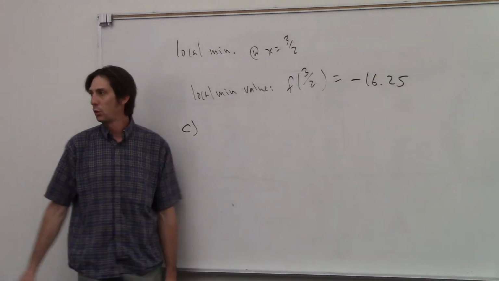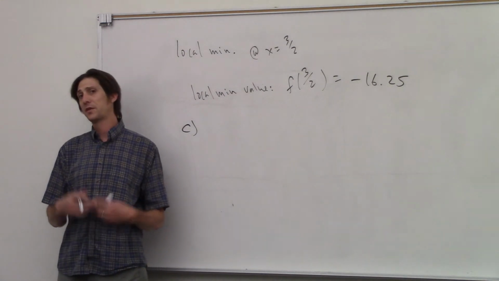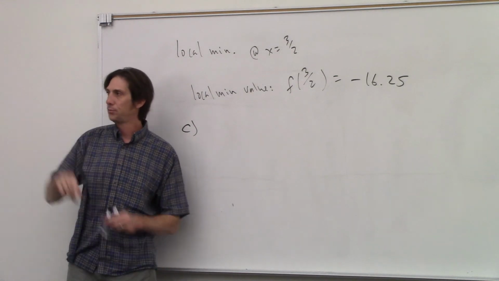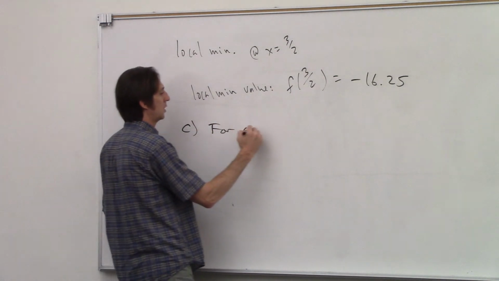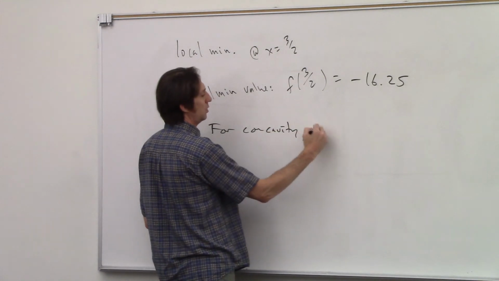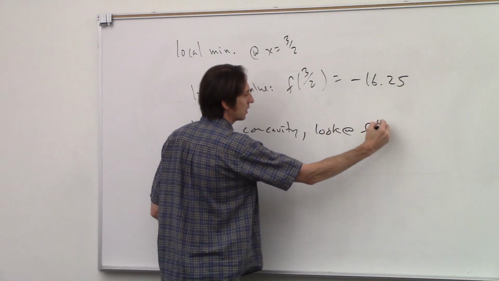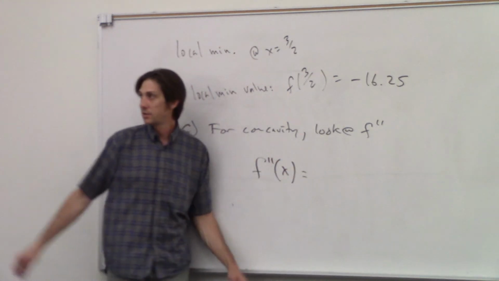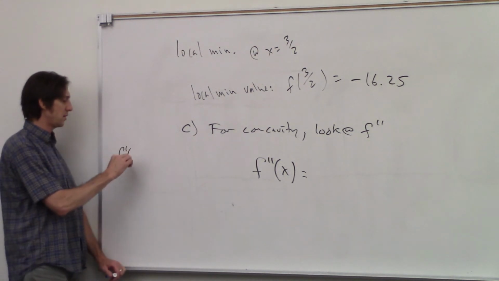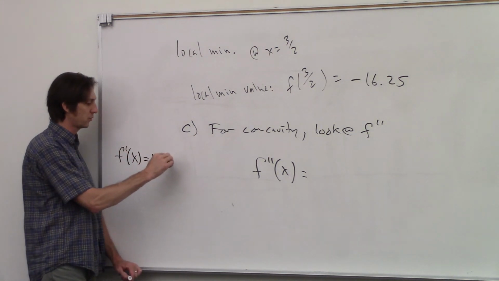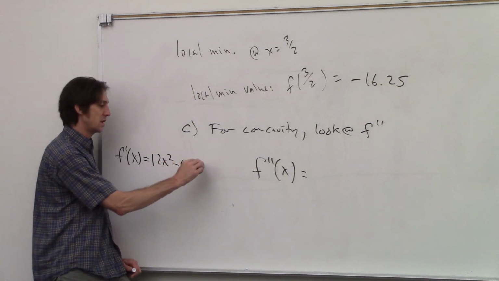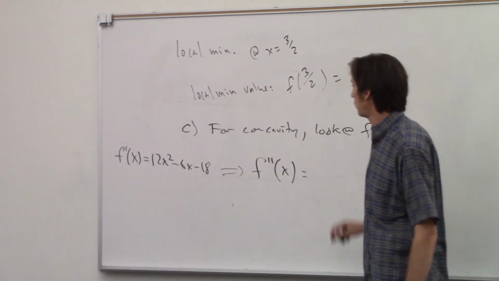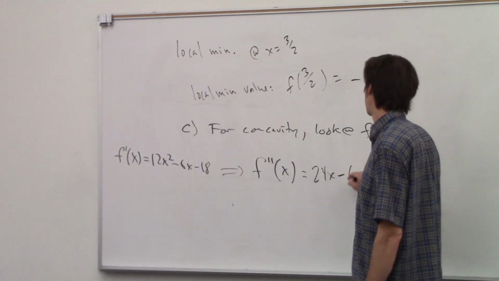Now, part C. With part C, I want to determine the intervals of concavity, figure out when the function is concave up or concave down. For concavity, we should look at the second derivative. To get the second derivative, I differentiate the first derivative. On the other board, we found that f prime of x is 12x squared minus 6x minus 18. So I differentiate that, and I get 24x minus 6.